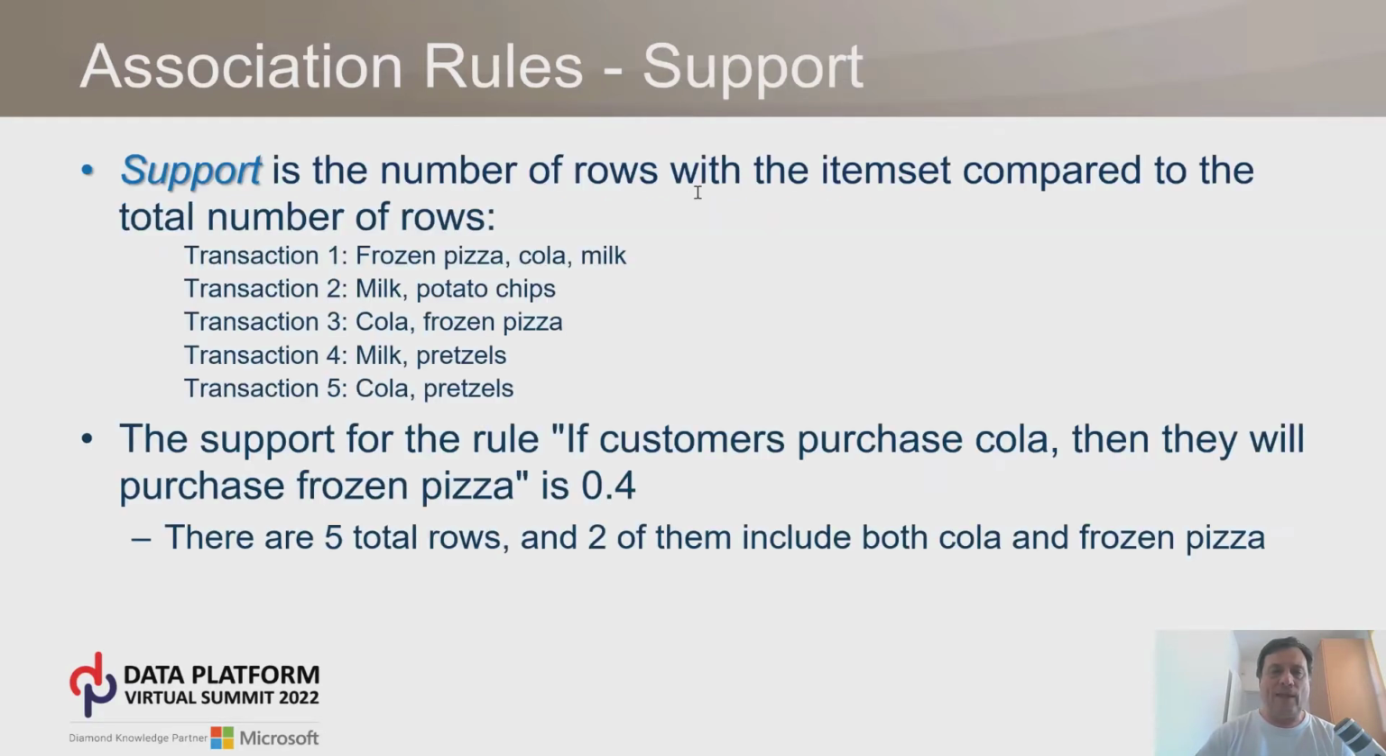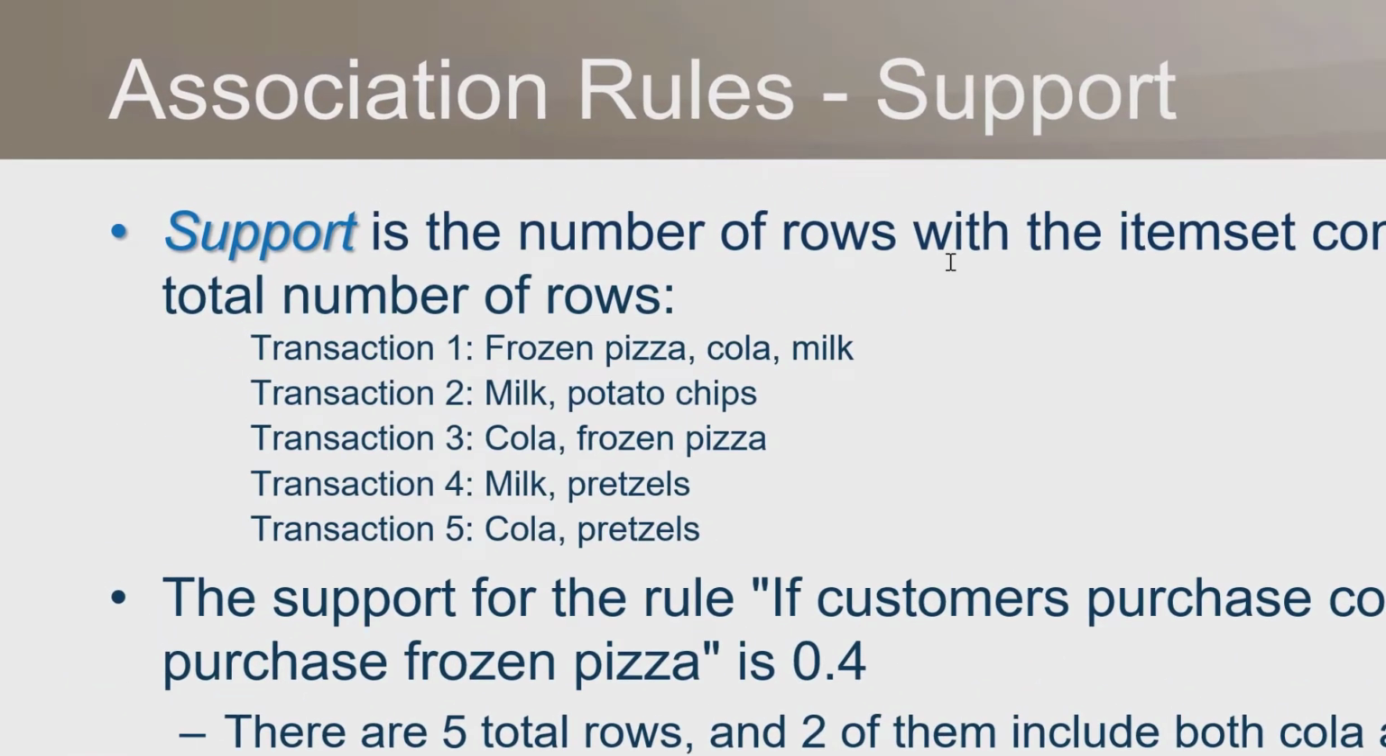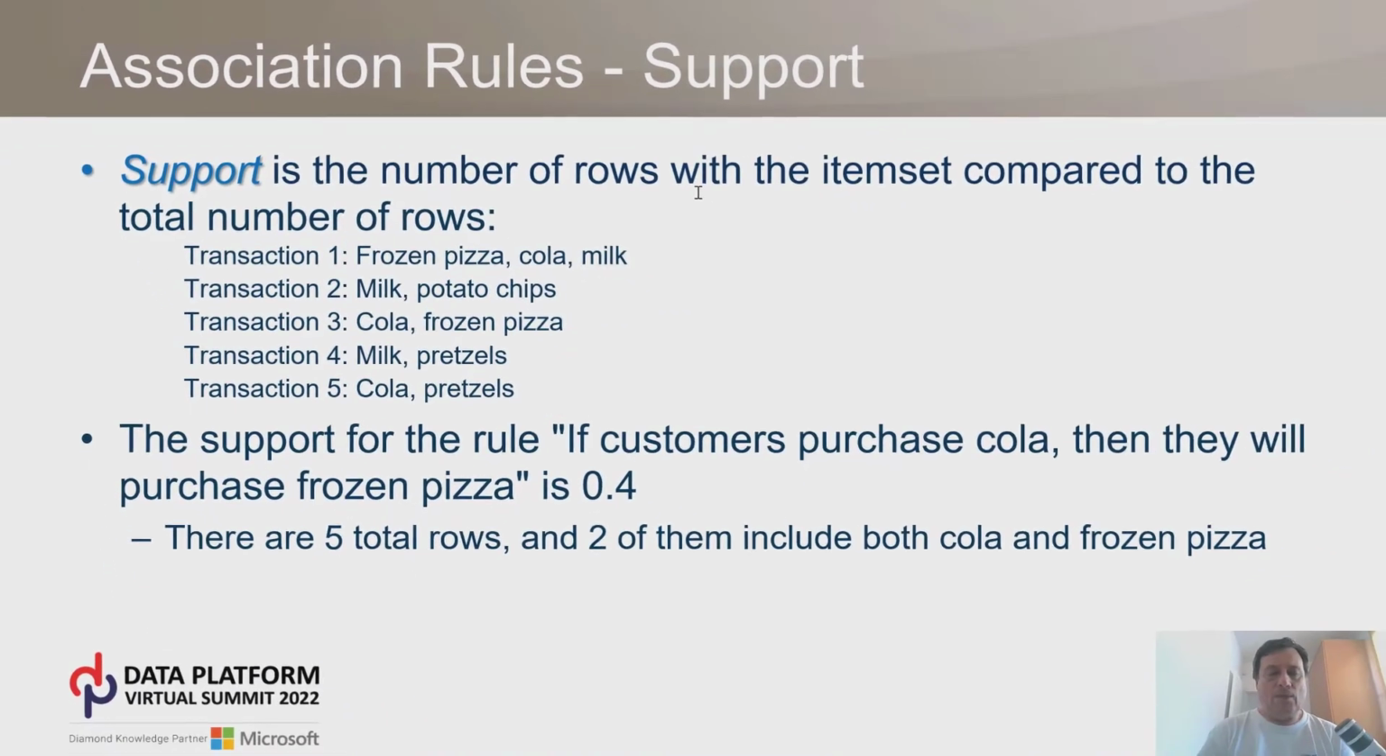Let me switch quickly to the previous slide and see this item set milk and potato chips. It actually appears only once, in transaction 2. However, milk appears in transaction 1, transaction 2 and transaction 4. On the other side, potato chips appears only in transaction 2. So whenever potato chips is in the basket, milk is also in the basket. However, when milk is in the basket, only 1 out of 3 times potato chips is also in the basket.